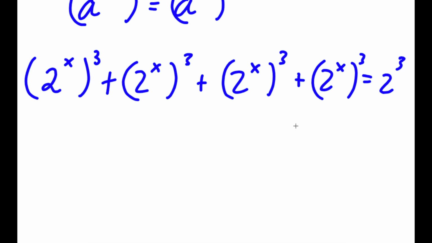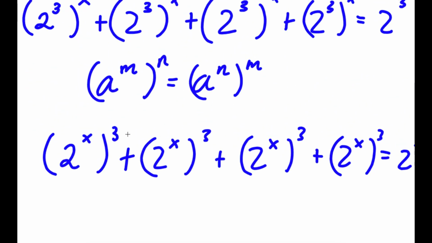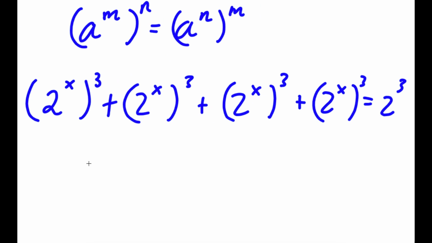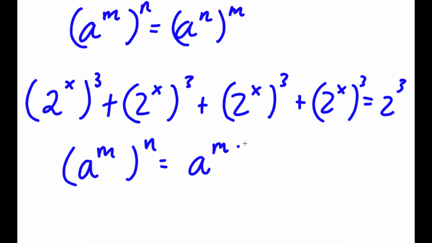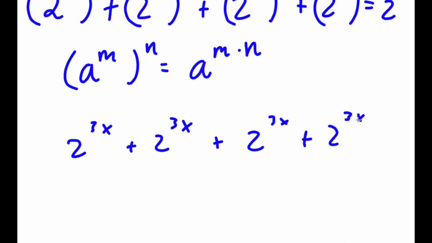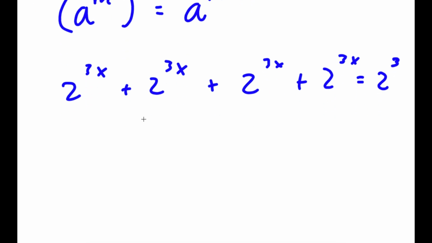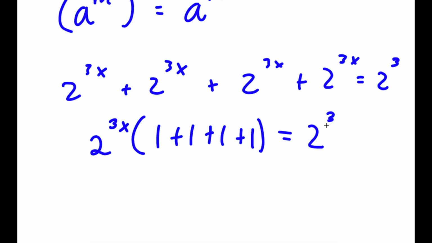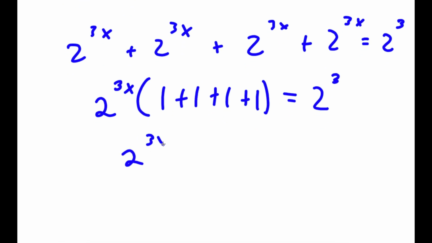Now, this is the same thing as a to the power of m times n. So now I have 2 to the power of 3x plus 2 to the power of 3x plus 2 to the power of 3x plus 2 to the power of 3x is equal to 2 to the power of 3. Now if I factor out 2 to the power of 3x, I get 2 to the power of 3x times 1 plus 1 plus 1 plus 1 is equal to 2 to the power of 3, which is the same thing as 2 to the power of 3x times 4 is equal to 2 to the power of 3.